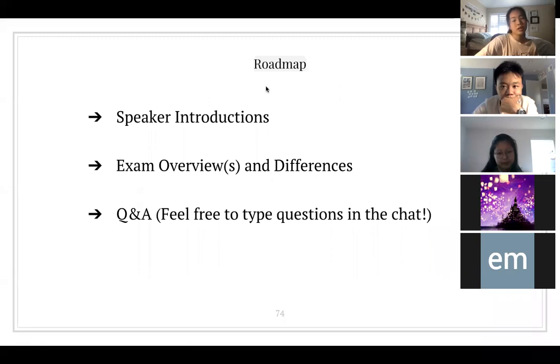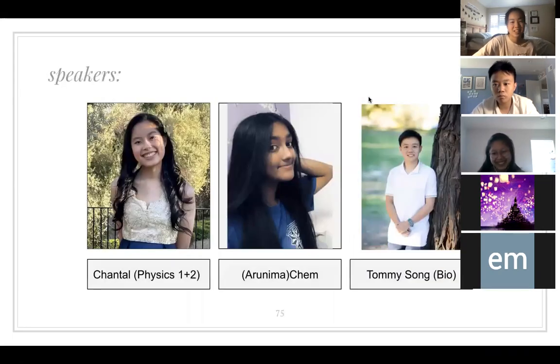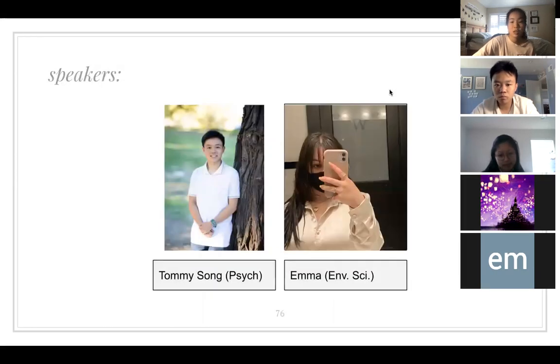Our agenda for today is speaker introductions. We're going to go over the exams and the differences between each AP, and then we're going to have a short Q&A with pre-prepared questions, and we don't really have anyone in the audience, so we're just going to stick to that. Our speakers for today are Chantal for physics, Arunima for chem, Tommy for biology and psychology, and Emma for environmental science.